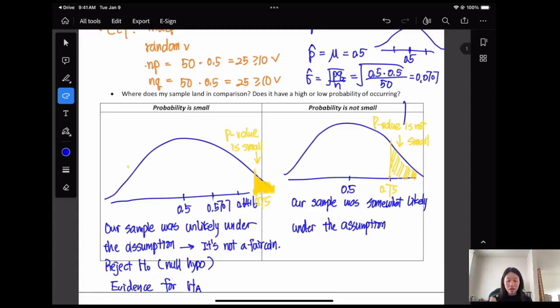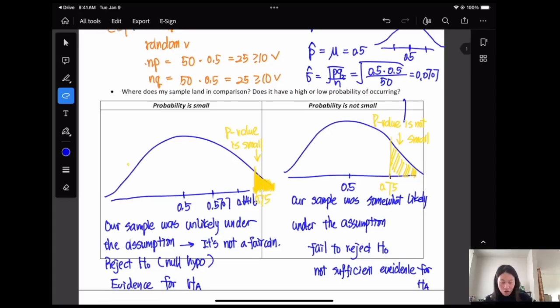It's statistically significant, which means this is a fair coin. We have failed to reject the null hypothesis and there is not sufficient evidence for our alternative hypothesis.